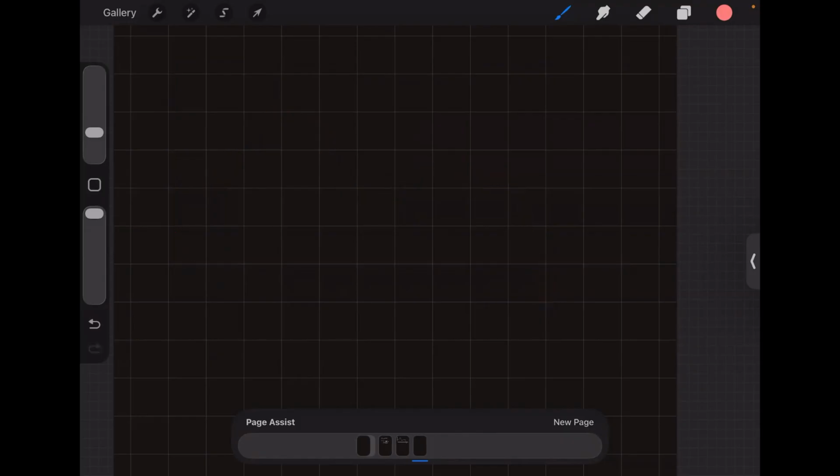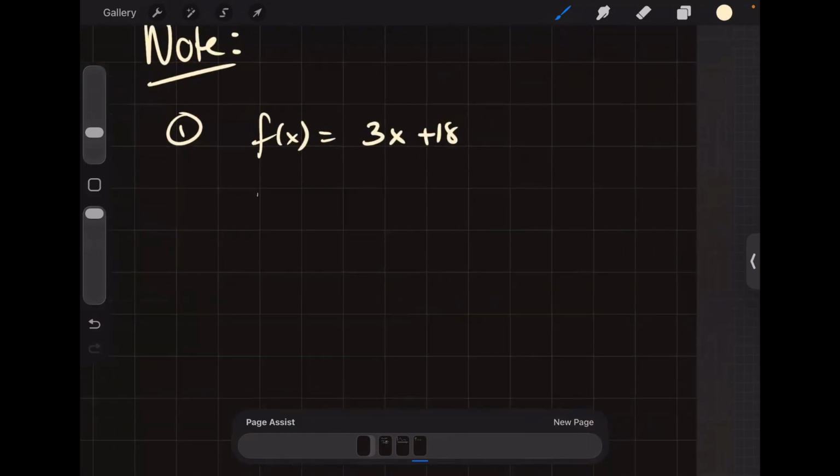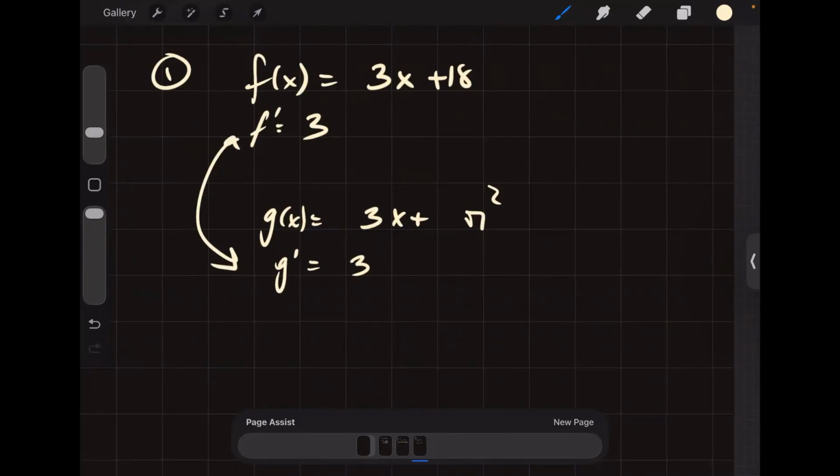One thing I'm going to note: one, if f of x is equal to 3x plus 18, then f prime is equal to 3. If g of x is equal to 3x plus pi squared, remember pi is just a number, pi squared is just a number, then g prime is equal to 3 as well. These two have the same derivative, which means they have the same derivative graph. That happens. It's very normal, even if these two are not the same.